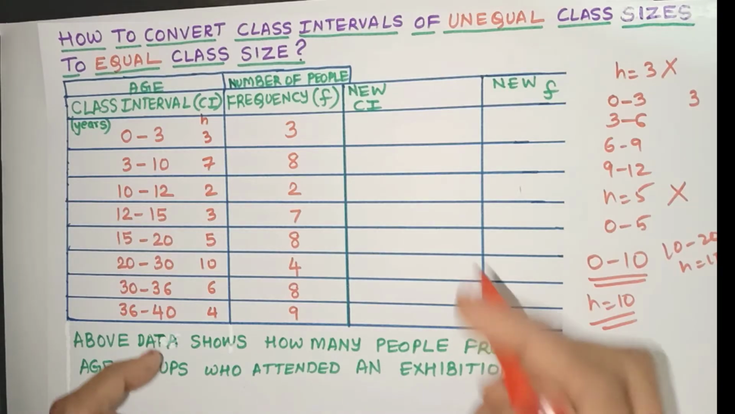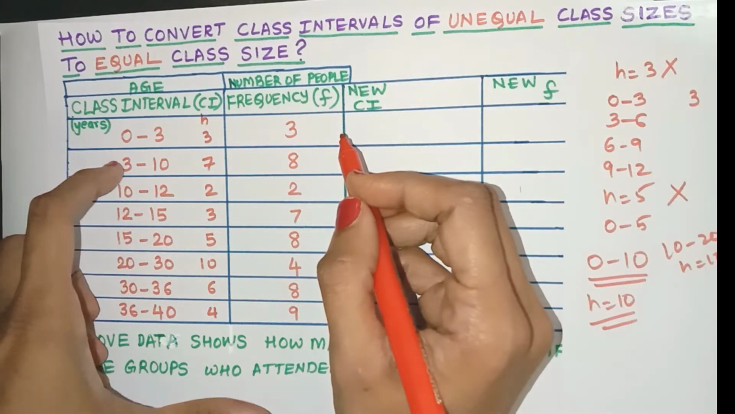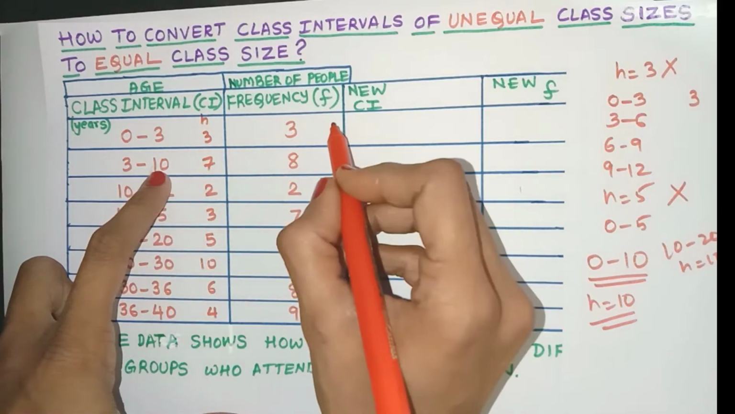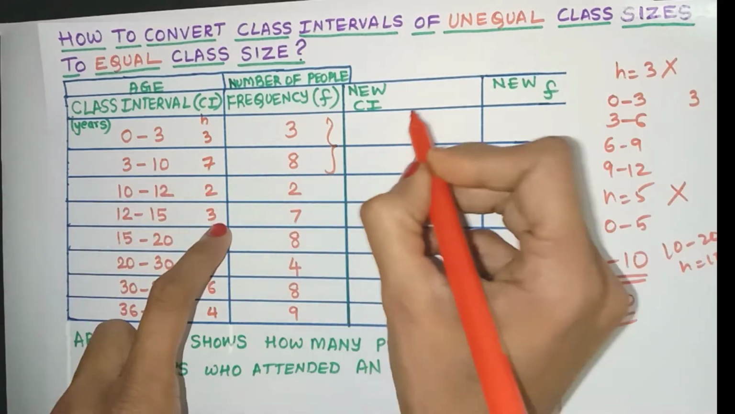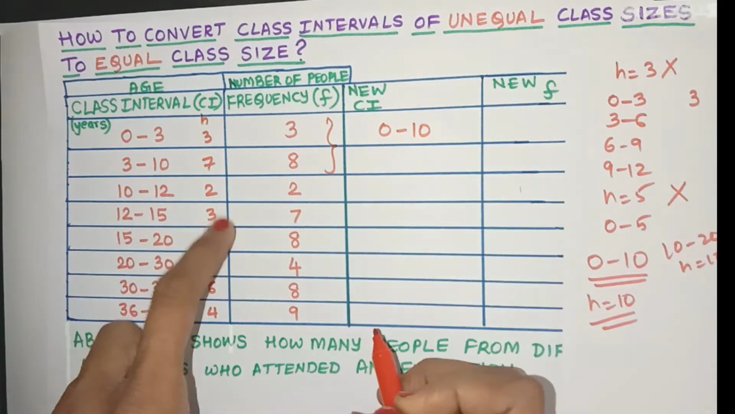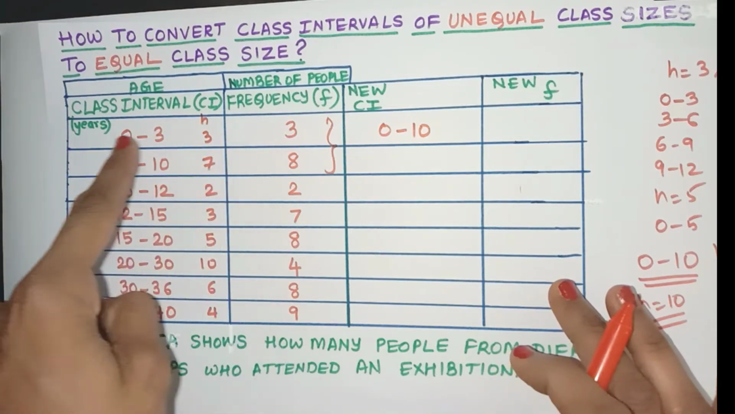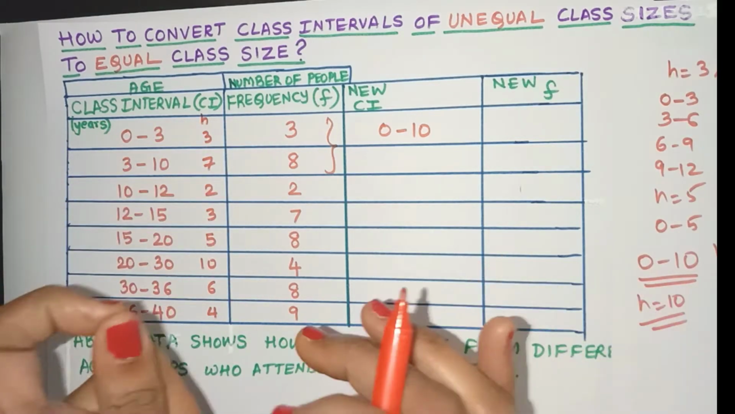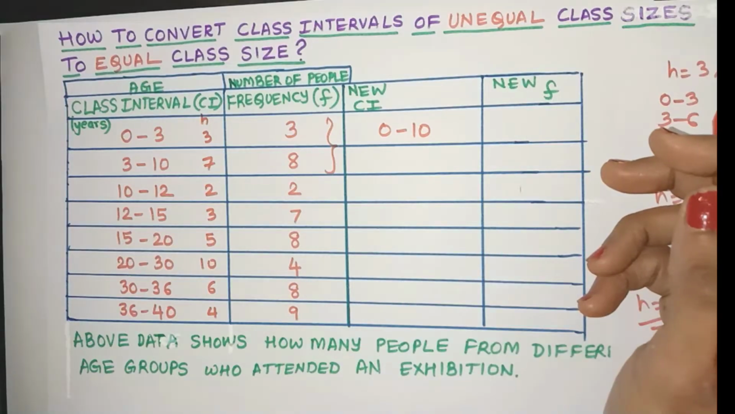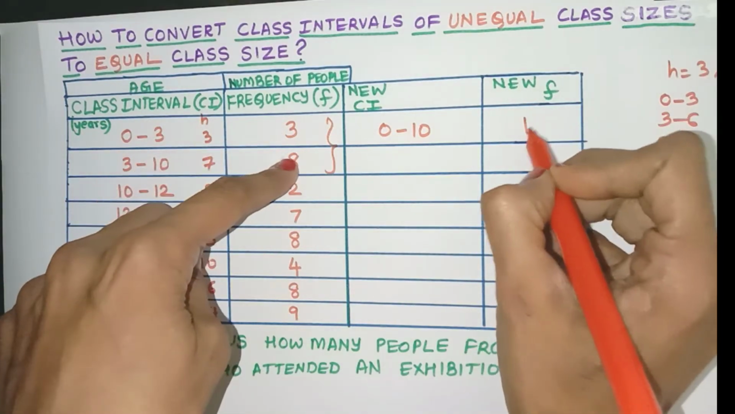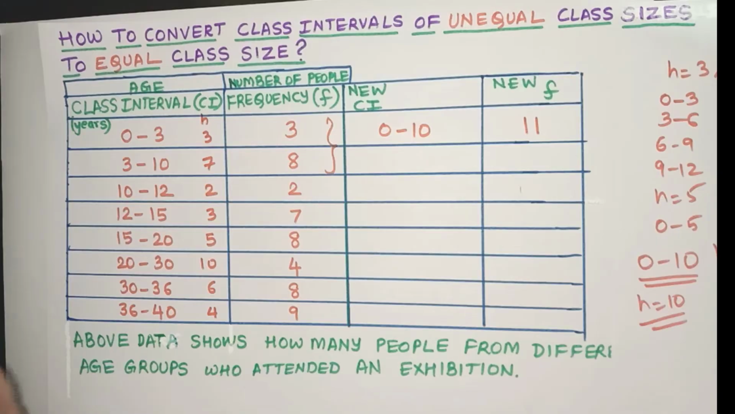Not really, friends, because suppose I'm combining 0 to 3, 3 to 10, right? I'm combining these two class intervals and I'm writing it as 0 to 10. I just need to add the frequencies of the 0 to 3 and 3 to 10 class intervals to get my new frequency. It's very simple. So 3 plus 8, 11. That's it. No problem at all.